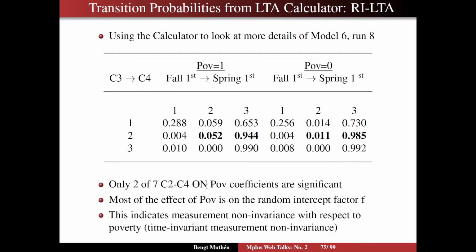And one could say actually that most of the effect of poverty is on the random intercept factor F. That is not an effect on the transitions themselves. And the effect of poverty on F indicates measurement non-invariance with respect to poverty. So poverty explains the random intercept factor F, that is the individual differences in the response probabilities coming from F. And F then being the time-invariant measurement non-invariance, which is another way of looking at it.